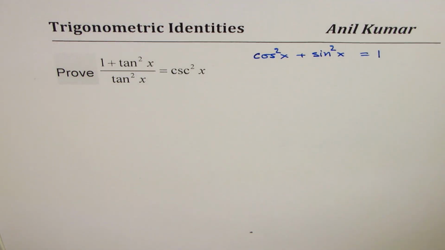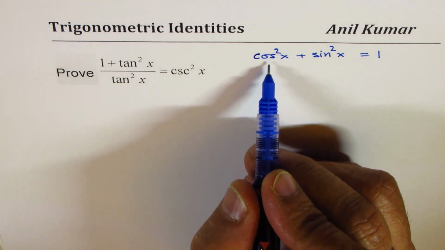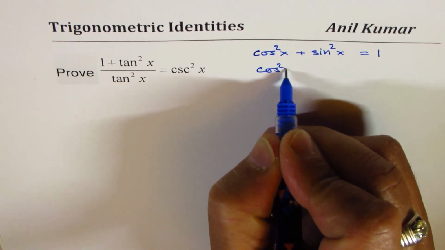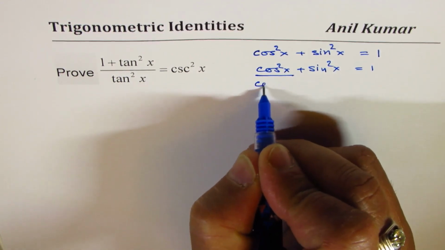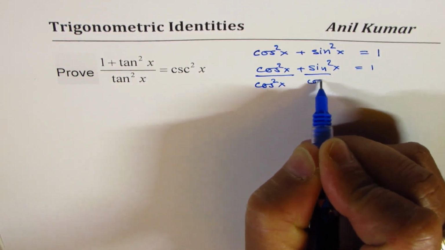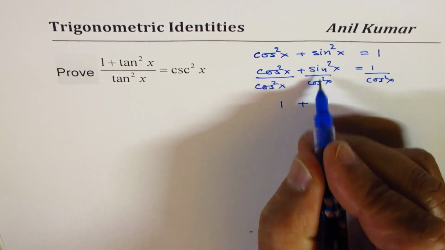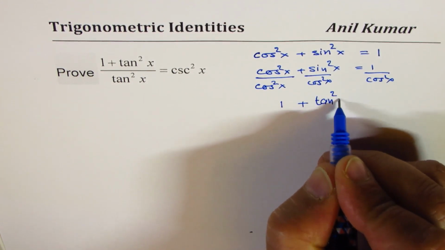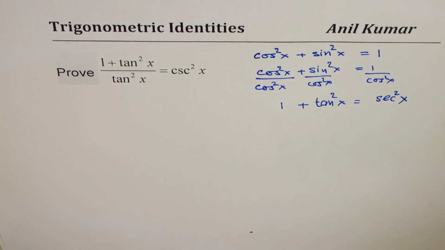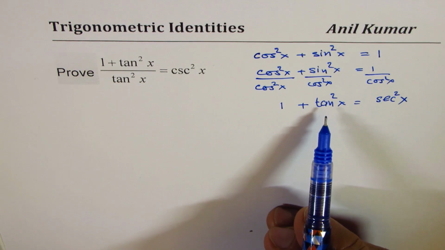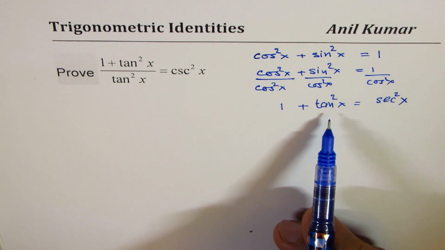Now in this particular identity, if I divide everything by cos square x, what do I get? Cos square x plus sine square x equals 1. Dividing everything by cos square x, I get 1 plus sine over cos, which is tan. We get 1 plus tan square x equals secant square x. So that becomes the second trigonometric identity, the Pythagorean form of an equation, right?